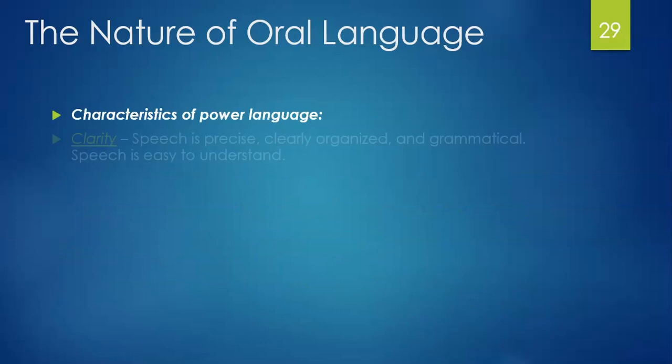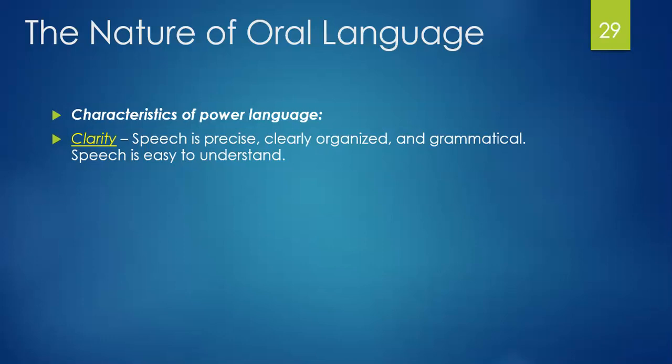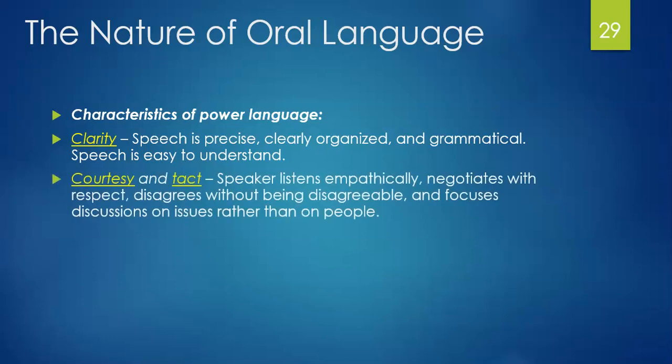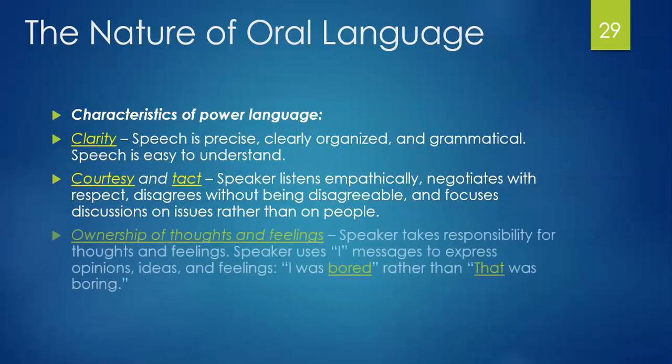Characteristics of power language. Clarity: speech is precise, clearly organized, and grammatical. Speech is easy to understand. Courtesy and tact: the speaker listens empathically, negotiates with respect, disagrees without being disagreeable, and focuses discussions on issues rather than on people.